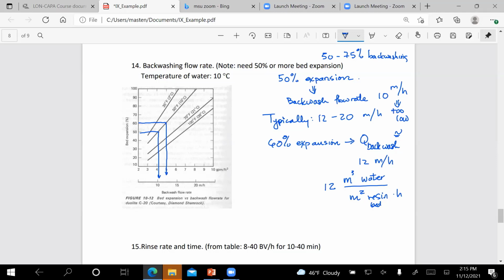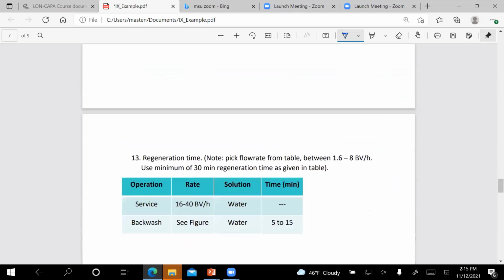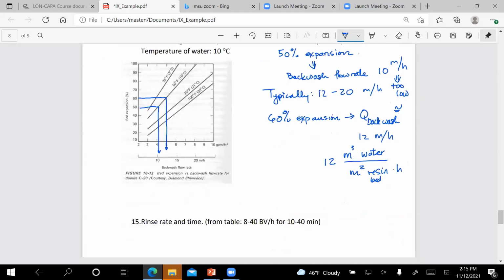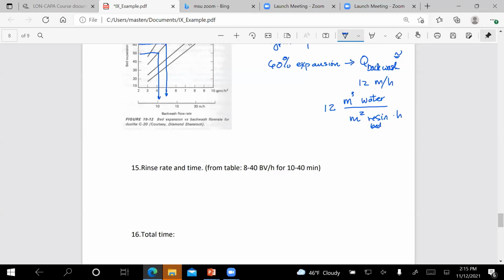We also need a time. So let's go back to that table right here. And we need between 5 to 15 minute backwash time. So let's just pick the middle value. So we'll pick 10 minutes. So we just need it to be between 5 to 15 minutes.